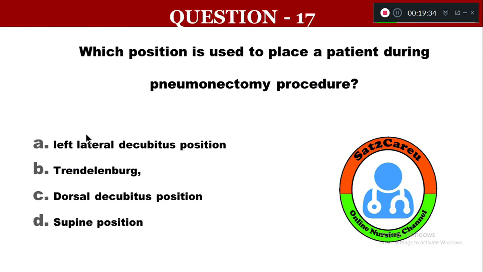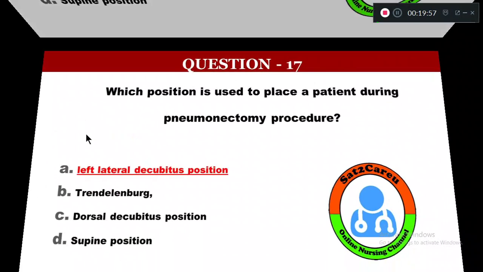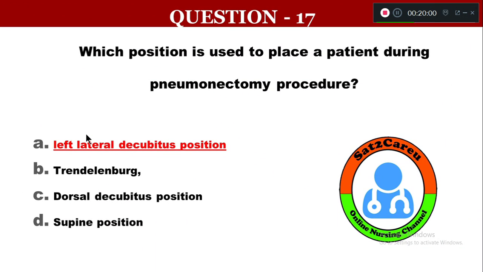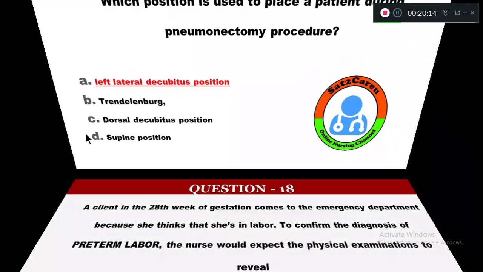Question number 17. Which position is used to place a patient during pneumonectomy procedure? Option A left lateral decubitus position. Option B Trendelenburg position. Option C dorsal decubitus position. Option D supine position. So during pneumonectomy procedure, the patient should be placed in option A left lateral decubitus position, which will be comfortable for the surgeon, as well as in this position there is good expansion of the area of the lungs.